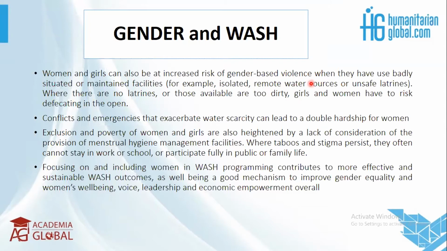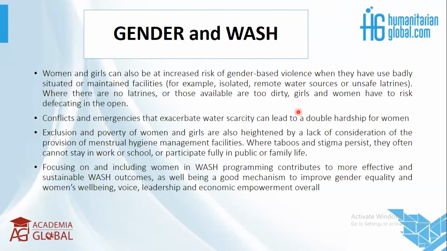Conflicts and emergencies usually exacerbate water scarcity. In such situations, it becomes a double hardship for women, because now they're in a conflict zone and they're still the ones in charge of ensuring that the households are getting water. So it becomes really a double burden for women, and even harder because they're in a conflict situation. Maybe they're going through an emergency, and yet they still need to make sure that there's water in the households. So exclusion and poverty among women also heighten the lack of consideration in the provision of MHM facilities.